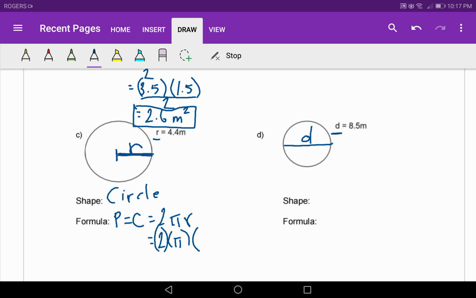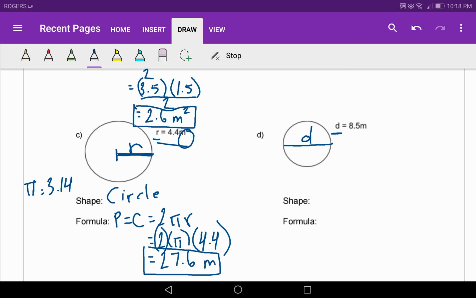Use brackets. So 2 times pi, and my r, of course, is 4.4. Again, 1 decimal place is being used there. You may have a pi button in your calculator, but you can always just use the number 3.14 for pi, right? So pi equals 3.14. Okay, your final answer there is 27.6. Again, we're dealing with meters, but because it's the perimeter or the circumference, just leave it as meters.